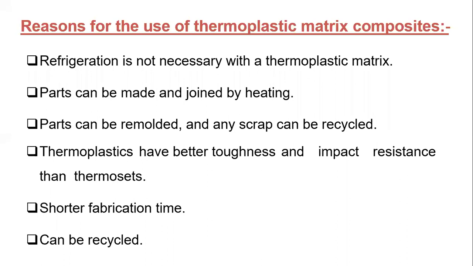Third one, parts can be remolded and any scrap can be recycled. So this is the best advantage over thermosetting resins for thermoplastic matrix composites. Parts can be remolded, so they can be used in a recycled proportion, and any scrap can be recycled. The best examples for thermoplastic matrix composites are plastic bottles and coke tins, which are used for recycling purposes.